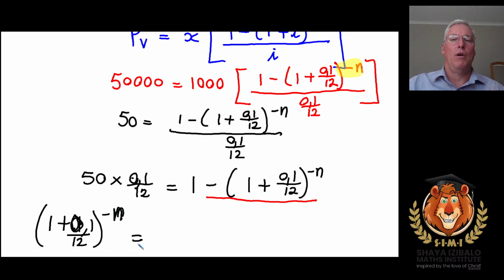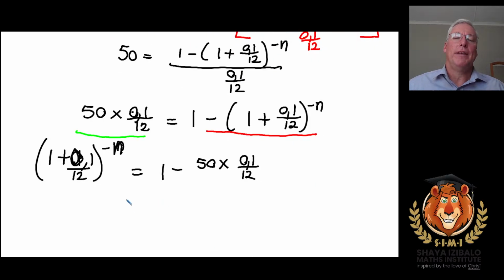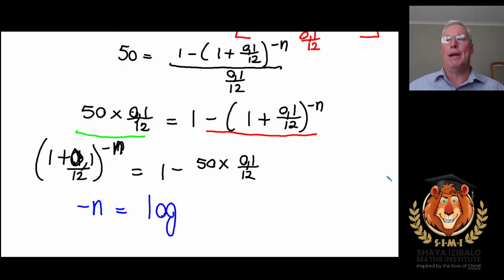Just for efficiency's sake, I'm also going to subtract this thing from both sides. So what I'm left with on the right-hand side is just 1 minus 50 times 0.1 over 12. Notice I'm not working these things out yet. Only now am I going to take this into log form. So negative n is going to be equal to log, and remember the base is always the base. So the base is going to be down here.